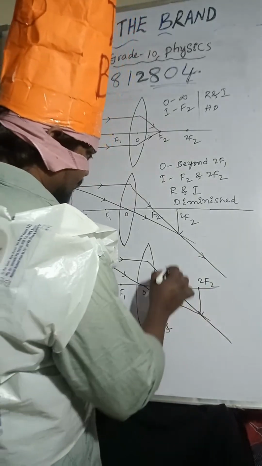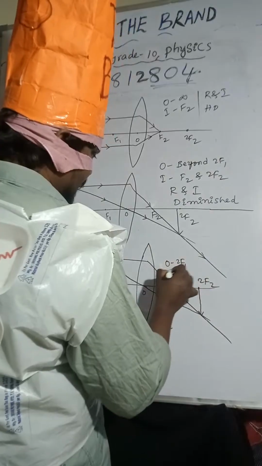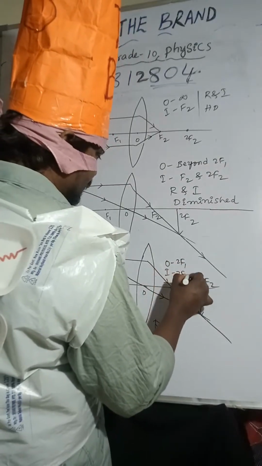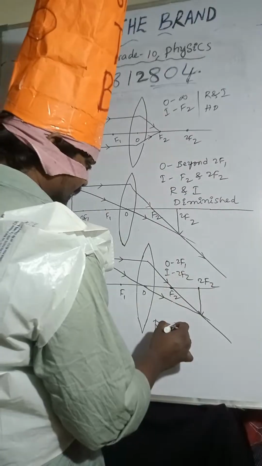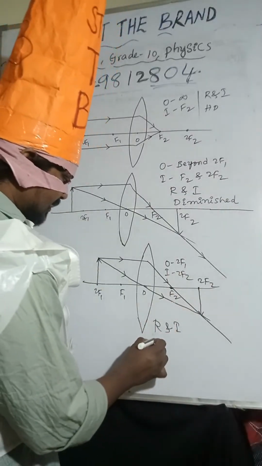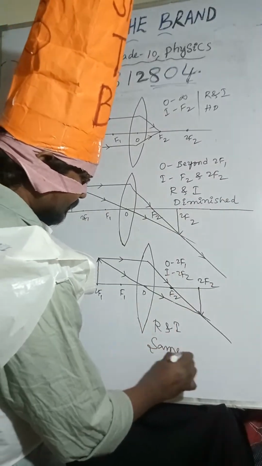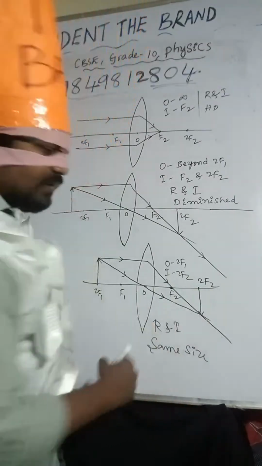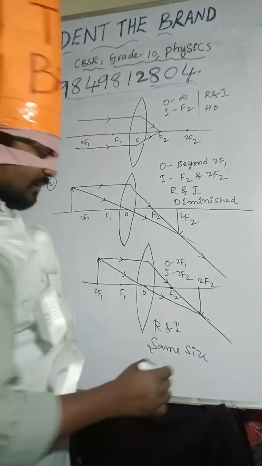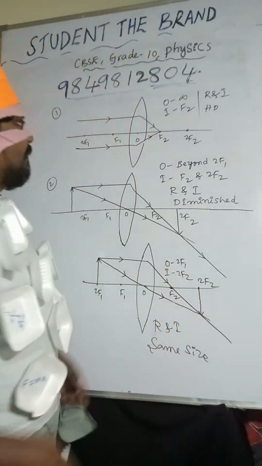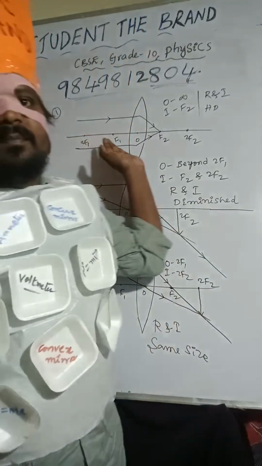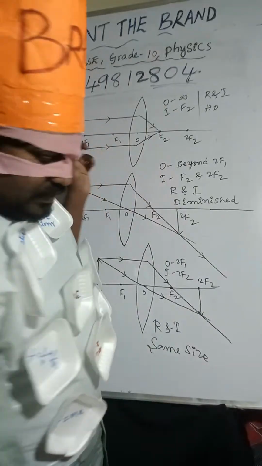So object is placed at 2f1. Image is forming at 2f2. Nature of the image is real and inverted. Size of the image is same size. Okay. So this is about, once again, object is placed at infinity.